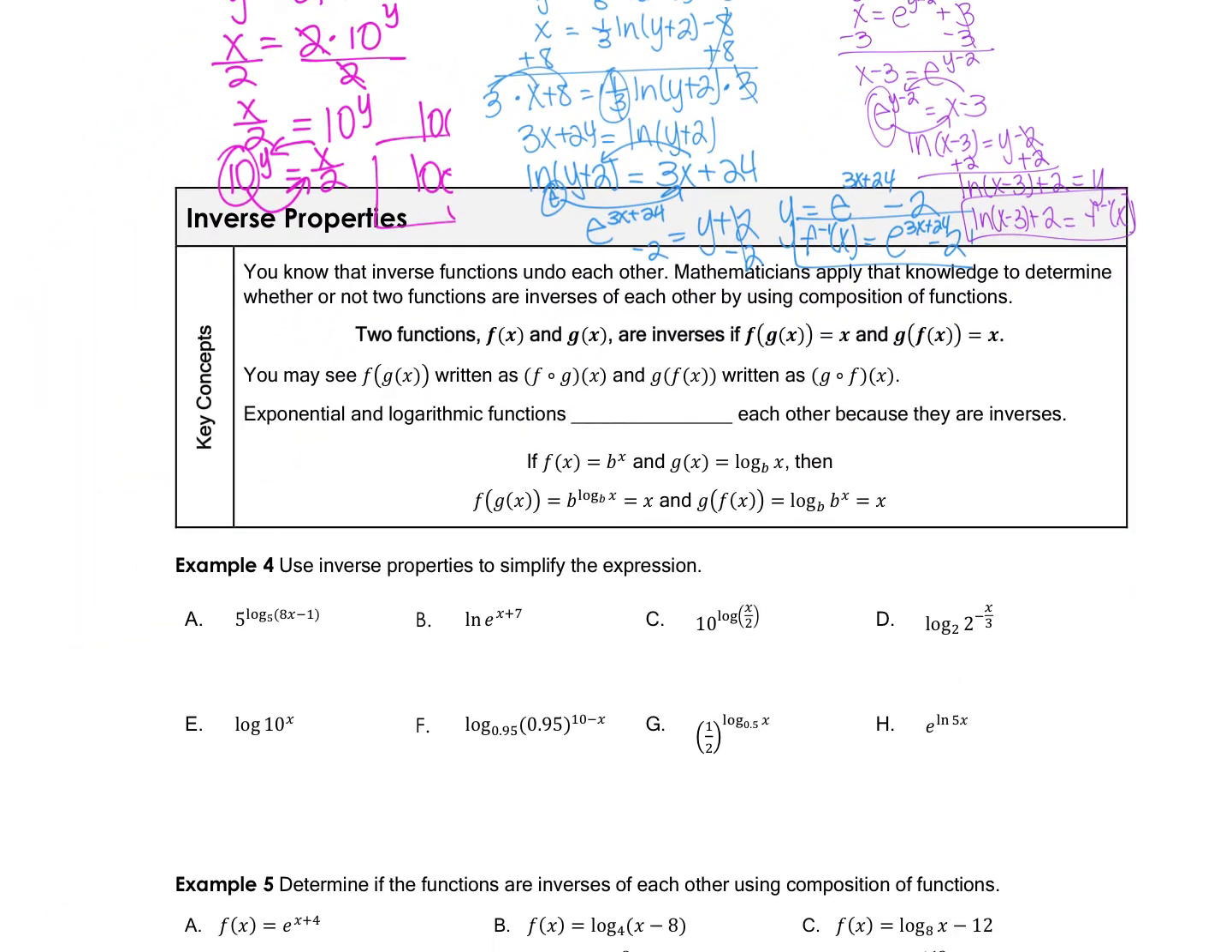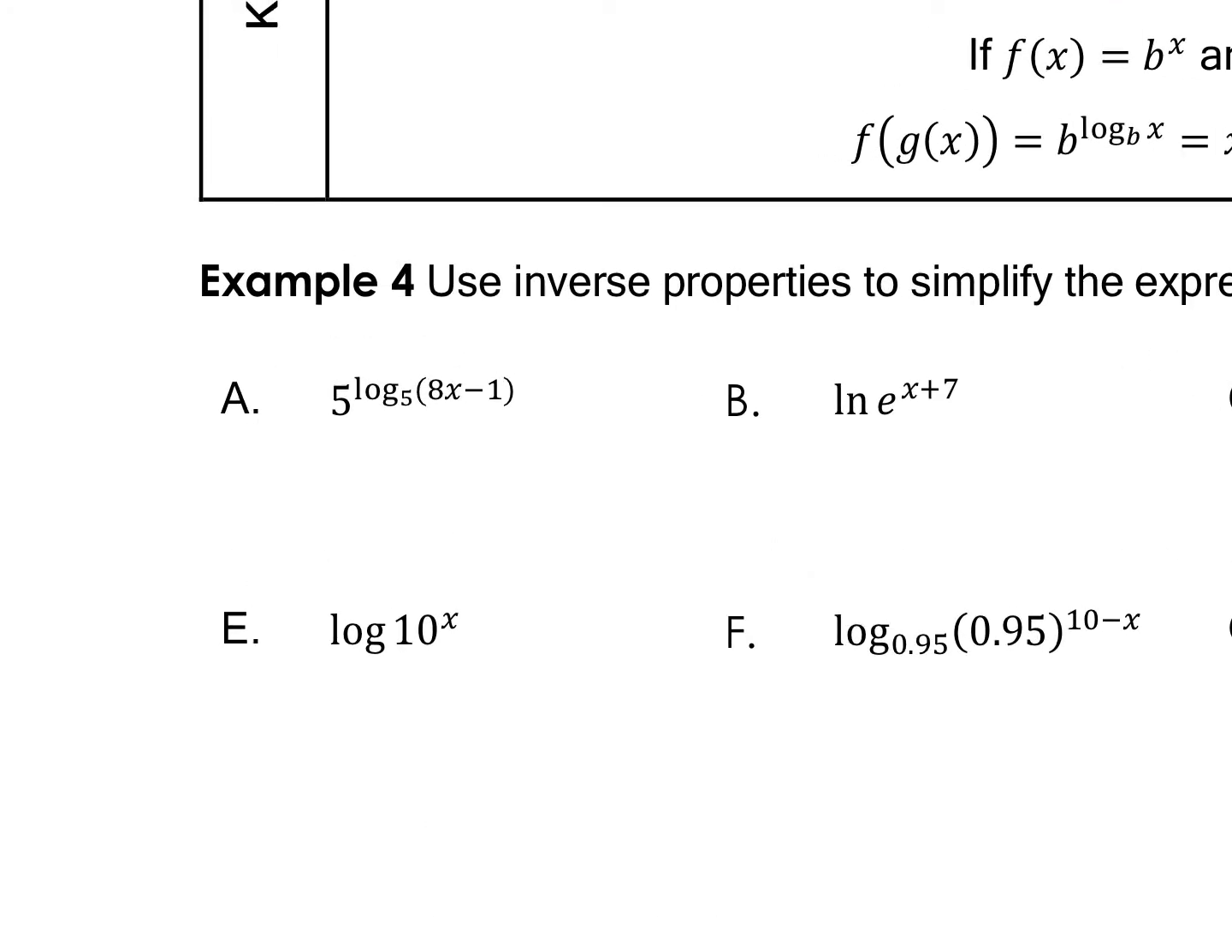Okay, inverse properties, we talked about this the other day. So remember, an exponential and log function undo each other. So if they have the same base of your exponential and the base of your log, they cancel each other out. So if we look at part A, I have a base of 5 of my exponential, and then I have a base of the log. Those cancel each other out. I'm left with 8x minus 1.